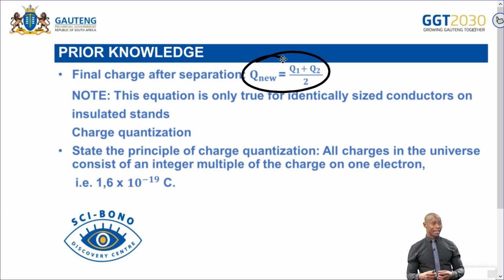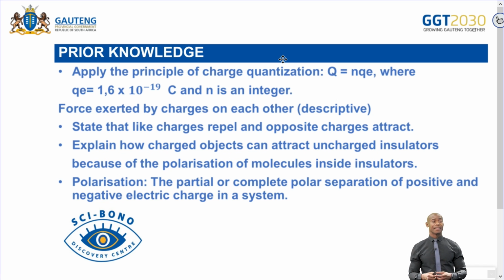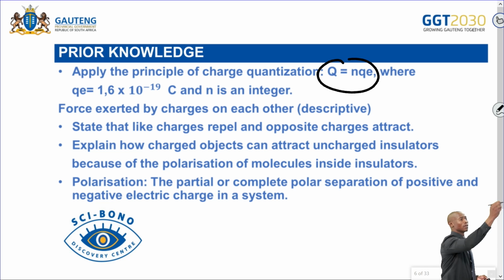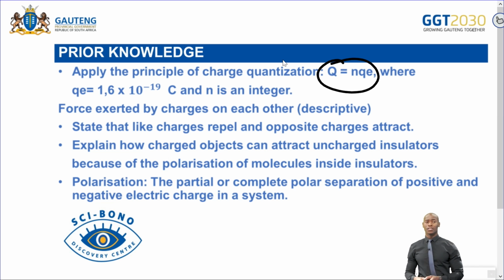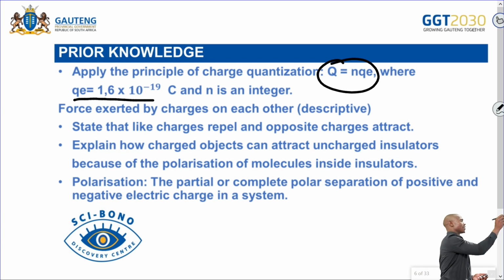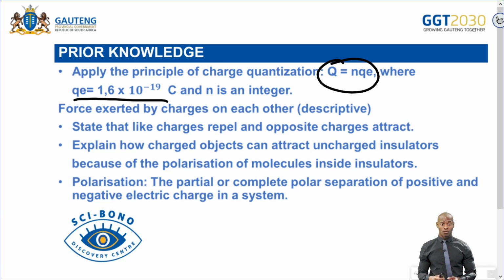Right? So then the principle of quantization of charge, this is the equation, which is Q equals n Qe, where Q is the charge that is transferred during contact, n is the number of electrons, and Qe is the charge on an electron. It's a constant, and the value of it is 1.6 times 10 to the power negative 19 coulombs, right?